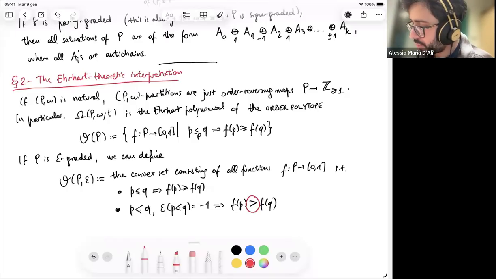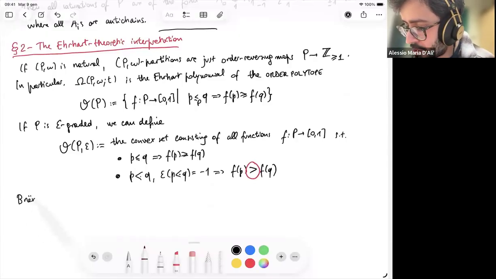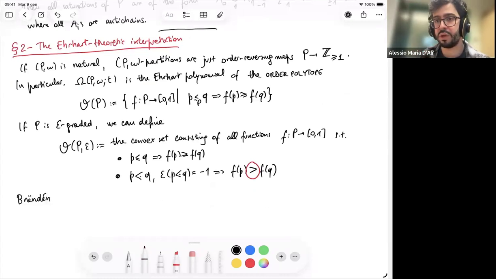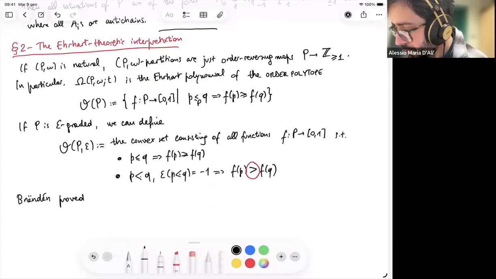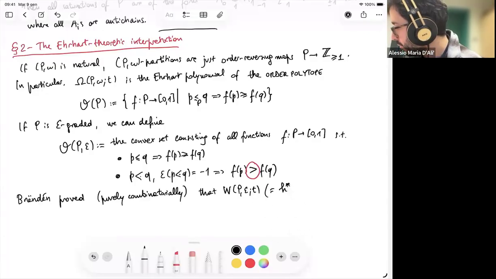And so Brändén himself actually proved, even though he was not using this way of thinking, he was just doing that purely combinatorially, that this thing, which is the h-star polynomial of this new object, is palindromic and gamma non-negative.